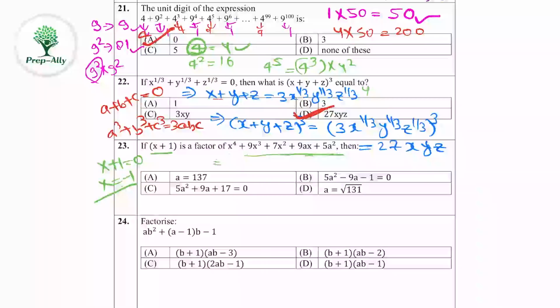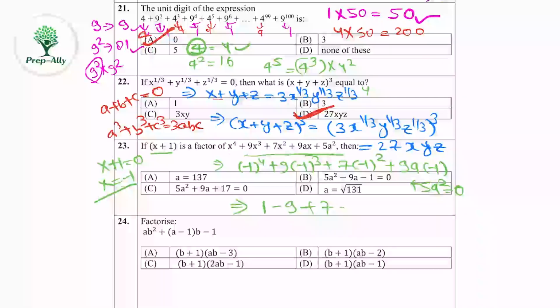So by using this, we can write minus 1 raised to power 4, so I write here, plus 9 into minus 1 raised to power 3, plus 7 into minus 1 raised to power 2, plus 9a into minus 1, plus 5a square is equal to 0. So here we can write 1 minus 9 plus 7 minus 9a plus 5a square is equal to 0. So again here if I simplify, we are getting 5a square minus 9a, 7 plus 1 is 8, minus 9, so minus 1 is equal to 0. So here we are getting option B is the correct one.